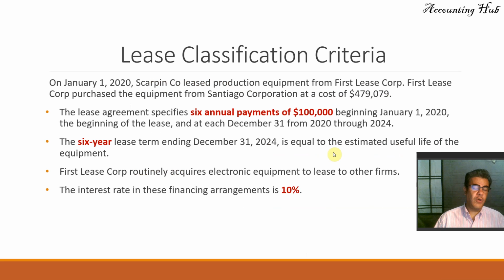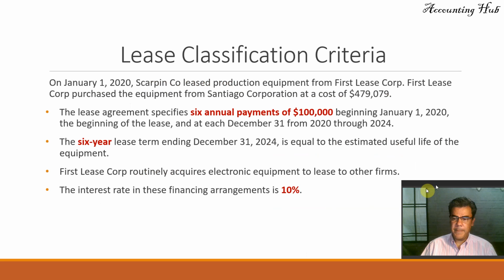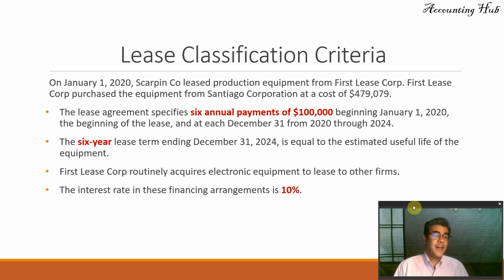For instance, on January 1st, 2020, Scarpin Corporation, remember, it is my fake company, leased production equipment from First Lease Corp. And First Lease Corp purchased the equipment from Santiago Corporation. Santiago is the last name of my wife, so it's her fake company, at a cost of 479,079. The lease agreement specifies 6 annual payments of $100,000 beginning January 1st, 2020, the beginning of the lease, and at each December 31st from 2020 through 2024.